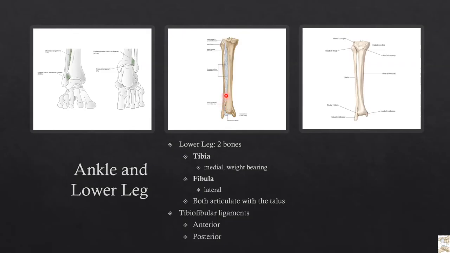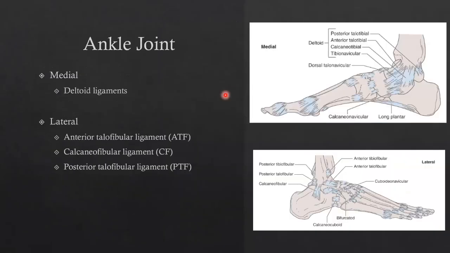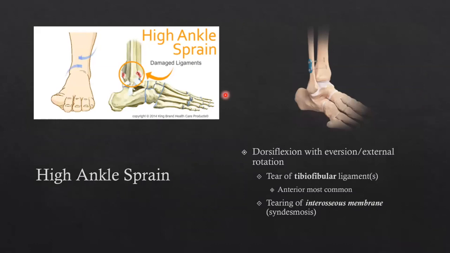So with a high ankle sprain, we're dealing with the mechanism that ruptures the distal tibiofibular ligament, as well as the interosseous membrane that holds these two bones together. Again, comparing to the lateral ankle sprain, this is considered more severe, and it may take at least 6 weeks to come back, just depending on the severity of the high ankle sprain.